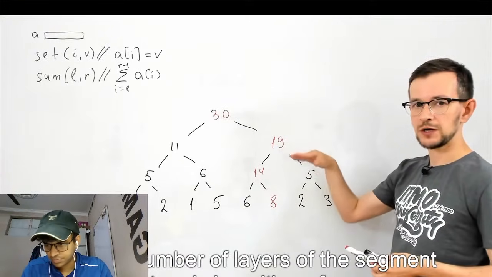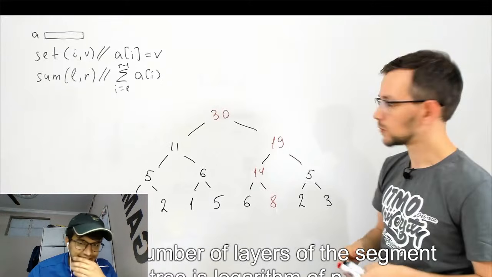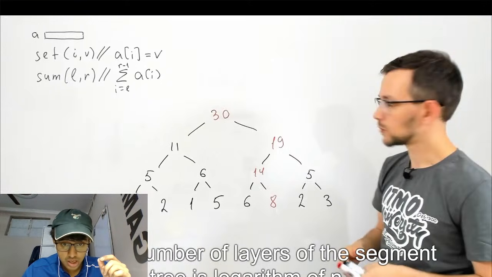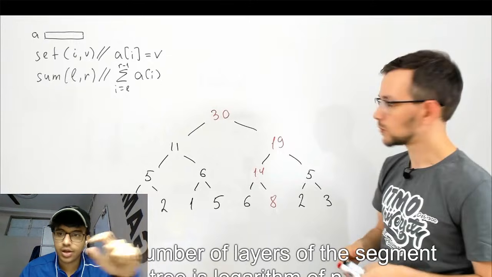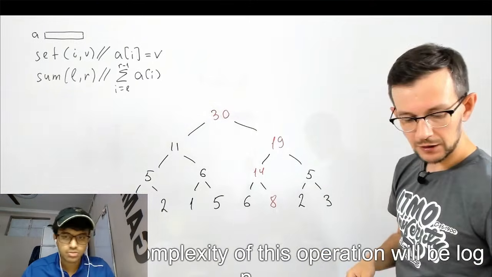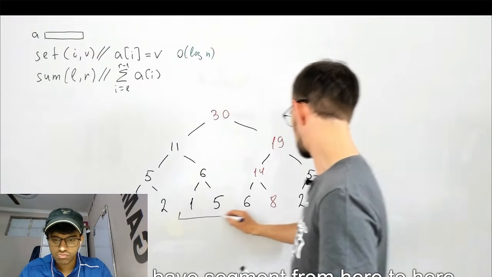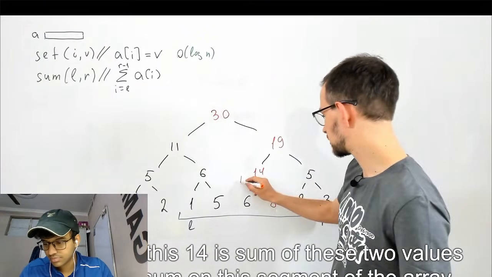Segment tree: the number of layers of the segment tree is logarithm of n. Whenever we replace a number in our original array, to rebuild our segment tree we'll have to recalculate one node in every layer. And there are log n layers, so it's log n. Okay, makes sense. Like from here to here, you can use these two values. So it is the sum on this segment.